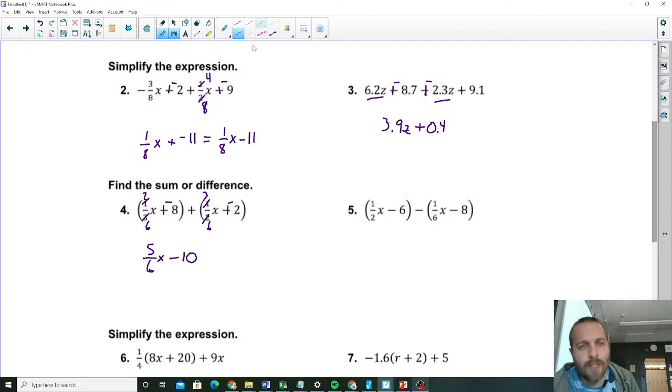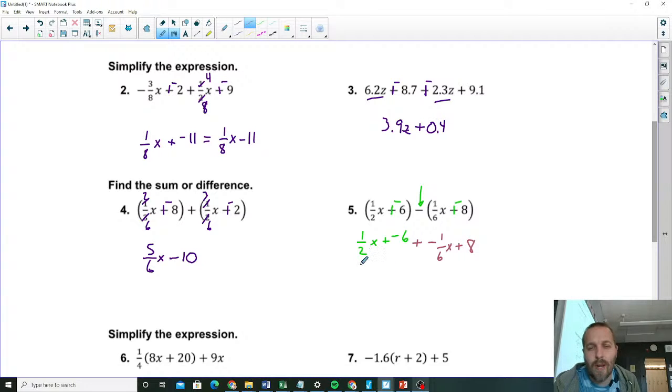The next one, I'm going to change things up here. We tackle the minus signs on the inside first. That's plus negative 6, and this is plus negative 8. And for some of you, it would be helpful to just rewrite this as 1/2 x plus negative 6. But then we have to change all the signs because of this negative sign. So I'll do that here. We'll go plus negative 1/6 x plus 8.